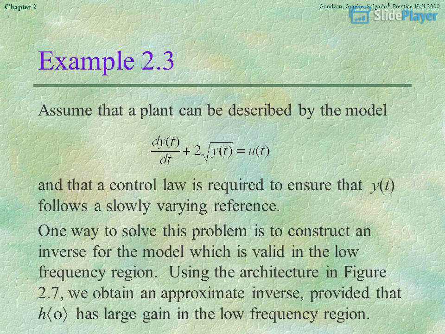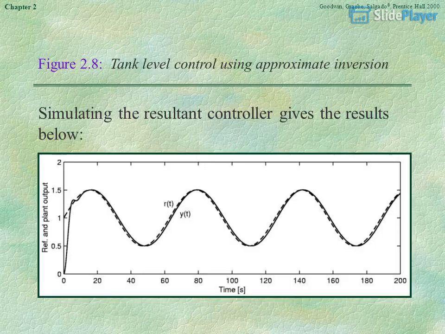loop. Example 2.3. Assume that a plant can be described by the model, and that a control law is required to ensure that Y(t) follows a slowly varying reference. One way to solve this problem is to construct an inverse for the model which is valid in the low-frequency region. Using the architecture in Figure 2.7, we obtain an approximate inverse, provided that the loop has large gain in the low-frequency region. Simulating the resultant controller gives the results below.